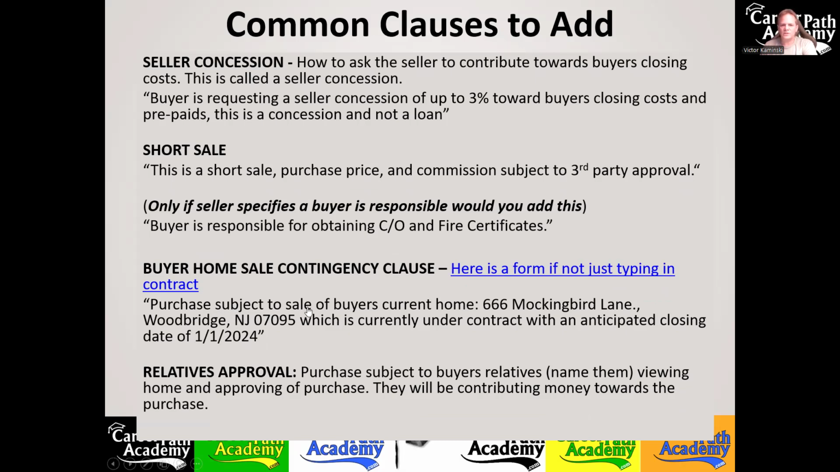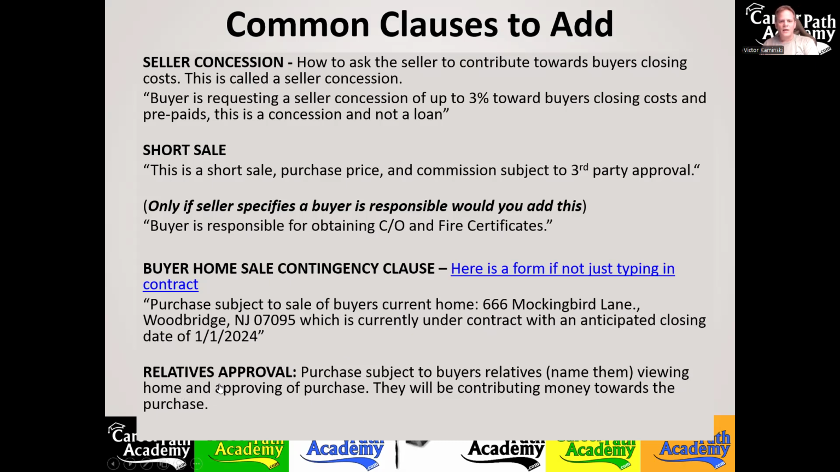Purchase subject to the sale of the buyer's current home at 666 Mockingbird Lane, Woodbridge, New Jersey, which is currently under contract with an anticipated closing date of whatever. You would really want to put all that information in there so that the seller gets an idea: is this property even on the market yet? Is it under contract? When's it supposed to close? Before you're asking us to accept your offer contingent upon the sale of your current property, well, what's the status of your current property?